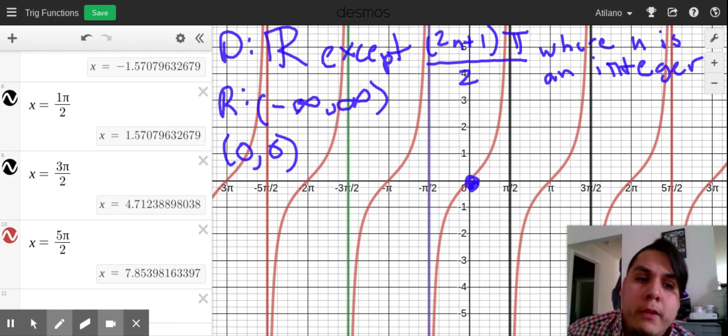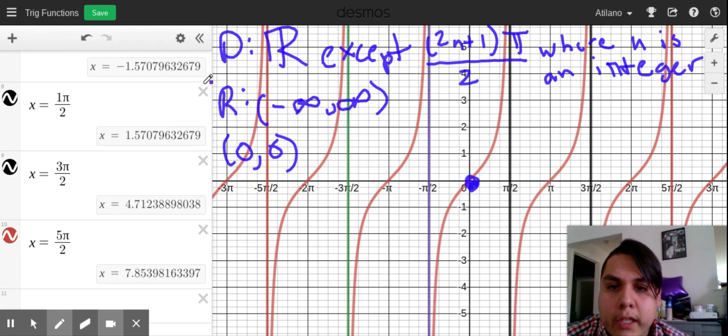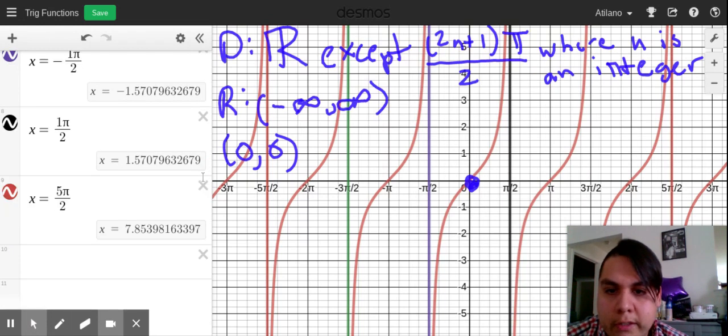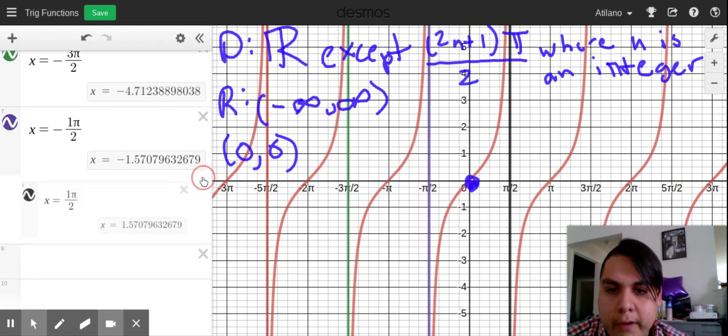So these are characteristics you should know about the tangent graph. So now let's talk about some of these transformations. Let me clear off a little bit of the screen. Let's get rid of all these asymptotes that we identified.